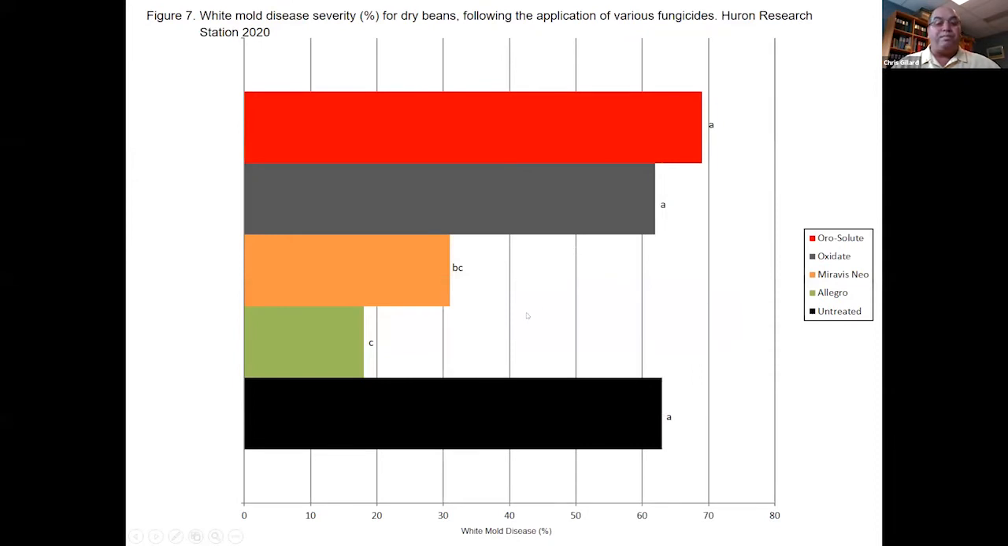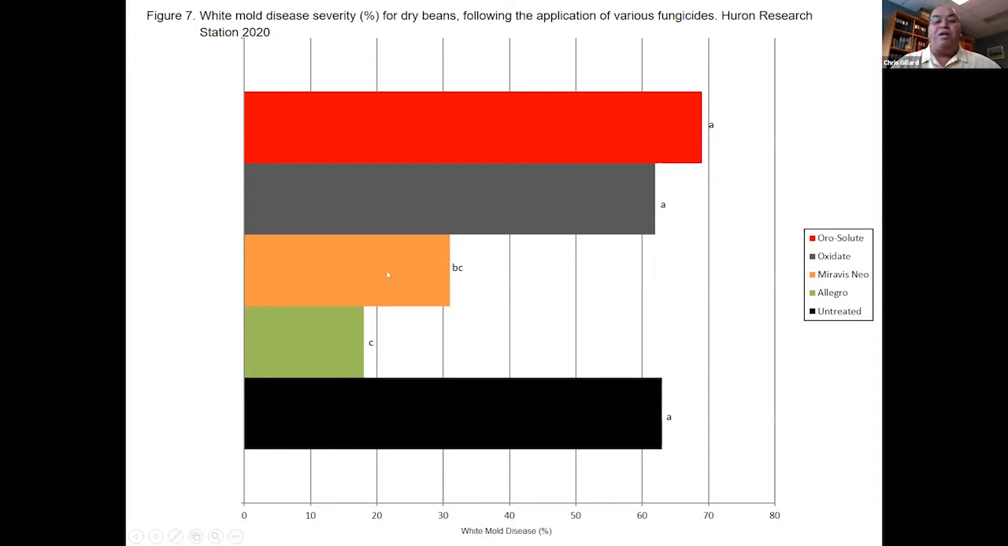So the last study I'm going to show you is from 2020. This is data that we just summarized last week, last Thursday, a week ago today. Again, I've got the untreated and Allegro, and then I've got Miravis Neo from Syngenta. So that's their new active, Adepidin. And then comparing it to Oxidate. Dennis mentioned that earlier, and then Orosolute. This is just 1 year's data.